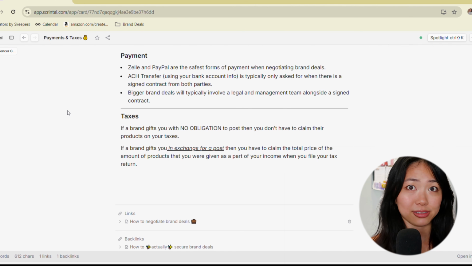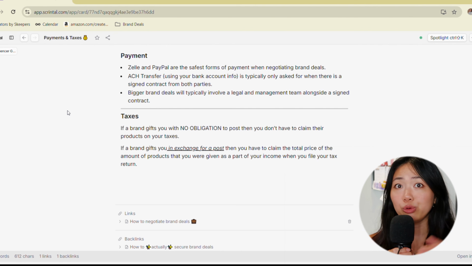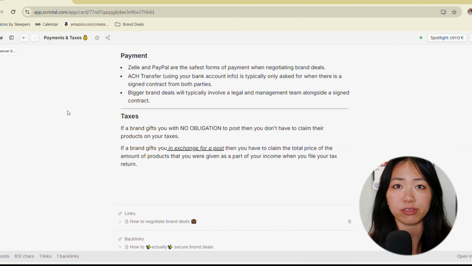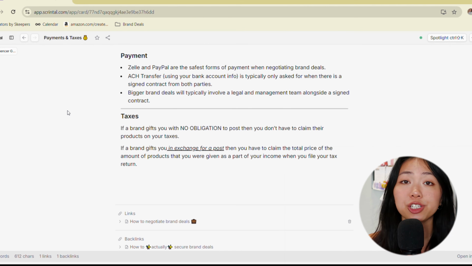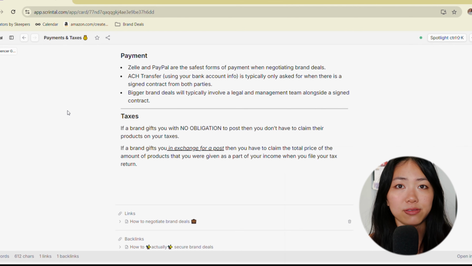As for taxes, as far as I'm concerned, the current law is if a brand gifts you with no obligation to post, then that means you don't have to claim their products or anything involved on your taxes. However, if a brand gifts you in exchange for a set of deliverables, then that is when you need to report the amount and cash value of products as a form of income when you are filing your tax returns. All of this means that you will just owe more at the end of the tax year.